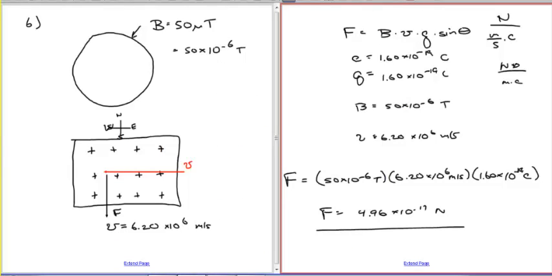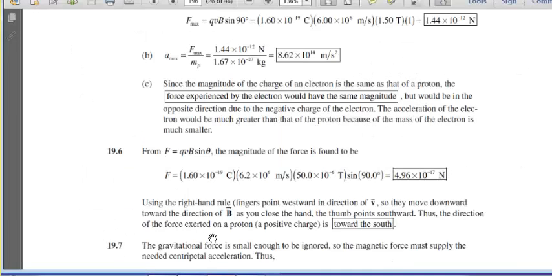Okay, so I'm going to read what it says here, their explanation. It says, using the right-hand rule, fingers pointing westward in the direction of v, and as you close your hand toward the direction of B, your palm points southward. This is the direction of force exerted on a proton. Positive charges go towards the south, and if it was a negative charge, it would go towards the north.